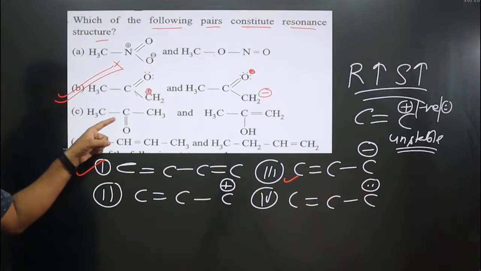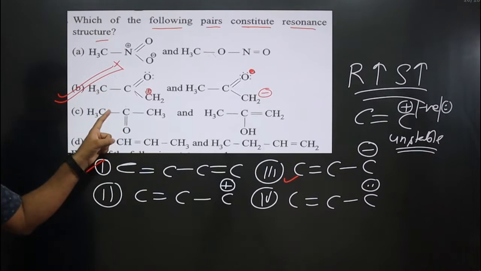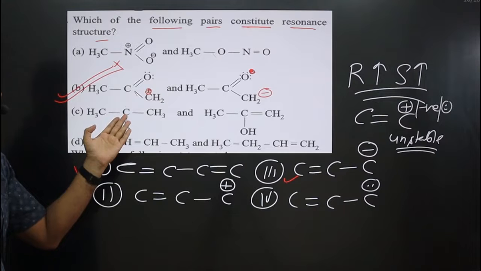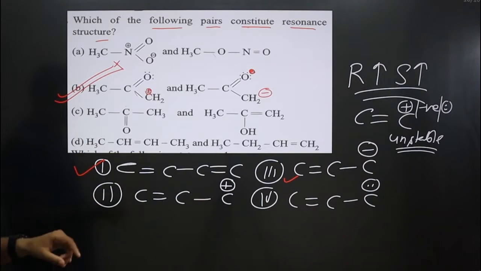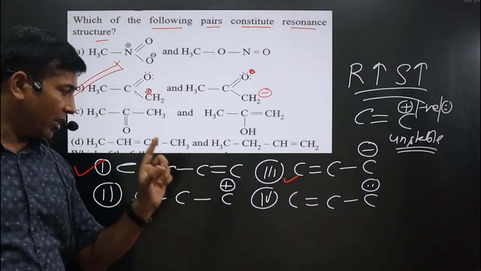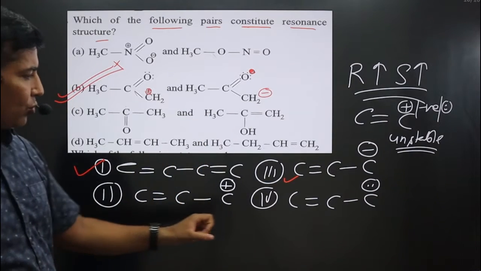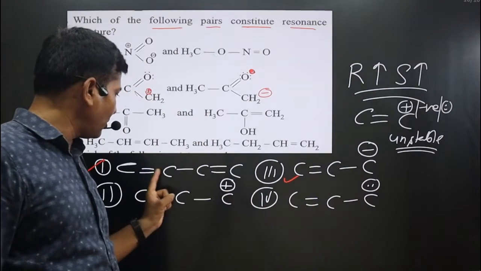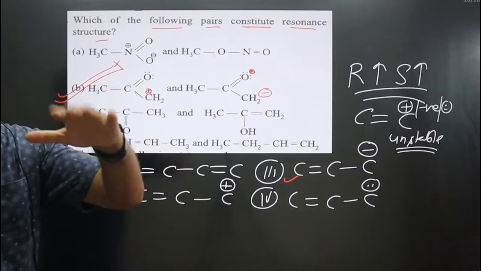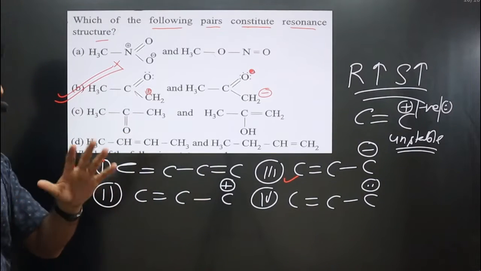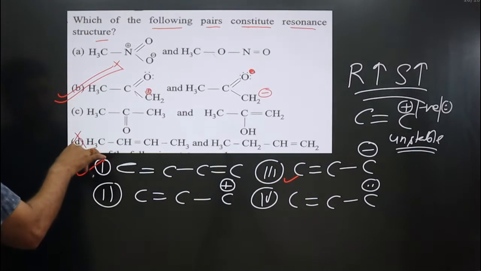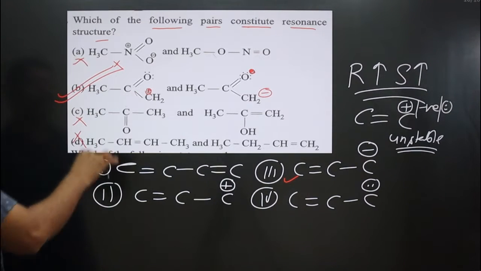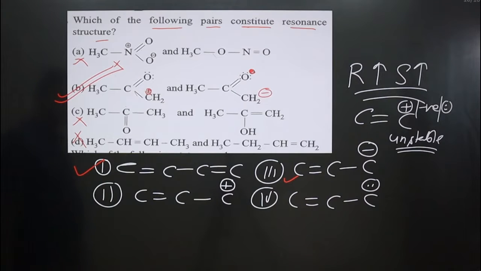Constitute resonating structure. In this case, there is no resonance because there is no conjugated system. Then we discard it. In this case also only one double bond is there. In this case also only one double bond is there. Minimum number of double bonds we should have is two. This is one double bond, this is one double bond, and they should be alternatively arranged. Then it will be a conjugated system. So this is also not resonating structure. A, C, D do not have resonating structure.